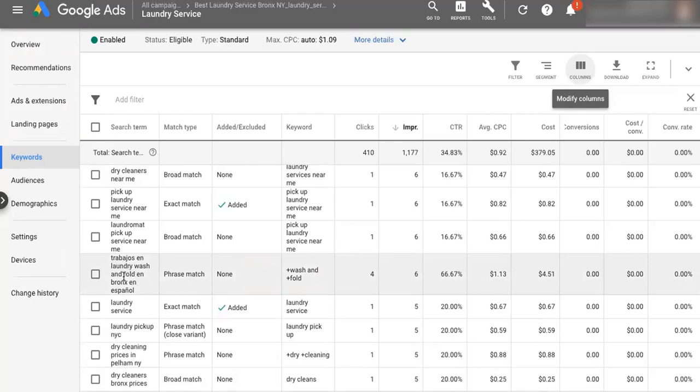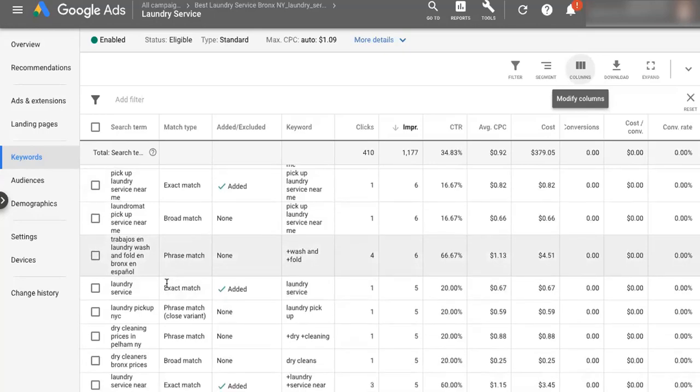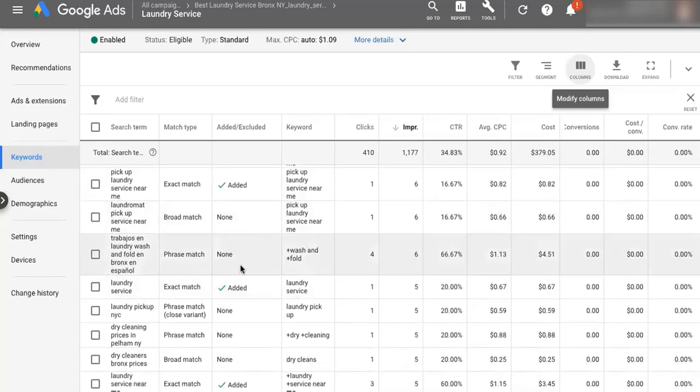In laundry, wash and fold, Bronx. Yeah. So that's, I guess, for people searching for jobs. Oh, really? Jobs? Yeah, because I guess the trabajos is jobs. So jobs in laundromat, wash and fold in Bronx in Spanish. Right. They probably don't want to pay $1. No, hold on. Nearly $5 for that. $4.51. That's a lot.